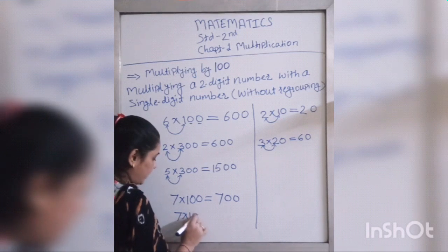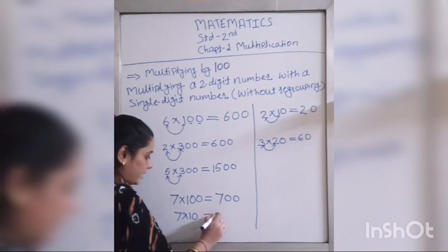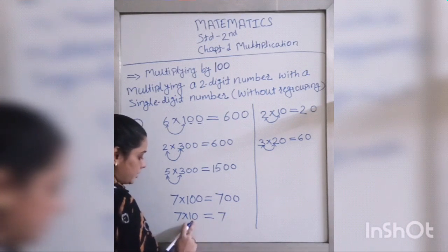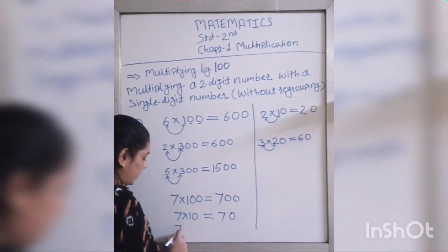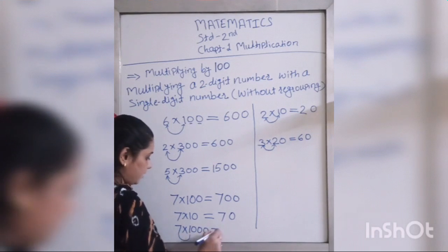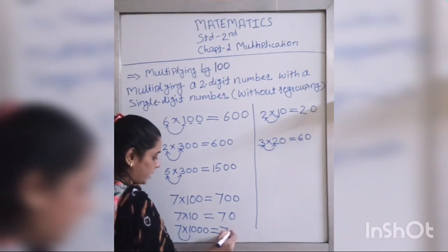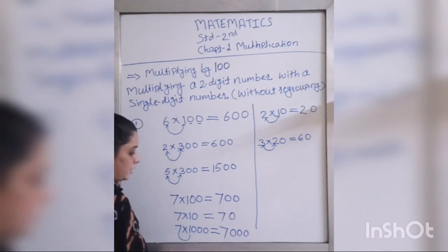7 multiplied by 10. What will be the answer? 7 we will write as it is. How many zeros are there? 1 zero. So we will write 1 zero. If you are multiplying 7 into 1000, 7 ones are 7. How many zeros are there in 1000? 1, 2, 3. So we will write how many zeros? 3 zeros. Understood? Clear?